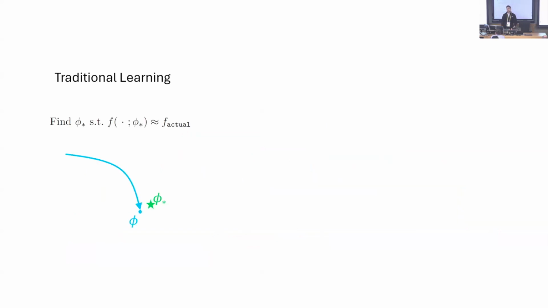Okay, so in traditional learning, let's say F actual is your actual dynamics model, and you want to learn a parameterized version of this, with parameters phi that you're trying to learn. You want to best approximate your real-world dynamics, and you just do gradient descent, and hopefully you come up with some set of parameters phi which are close to the optimal parameters phi star.